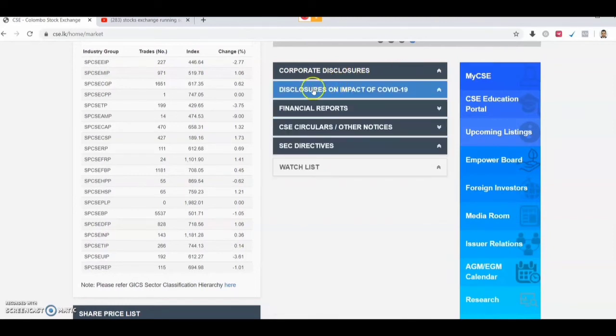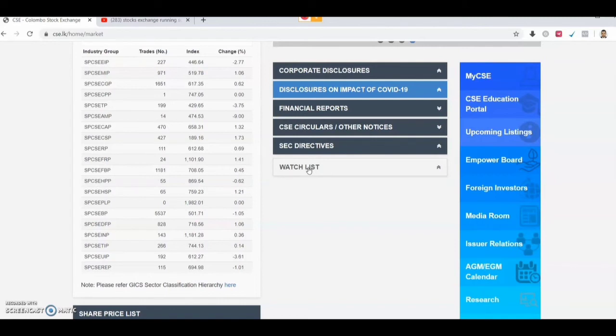And the second one is disclosures on the impact of COVID-19, financial reports, CSE circulars, SEC directives, everything, and the watch list. The watch list is basically this: CSE has a set of rules companies have to follow. For example, they need to publish their financial statements on time. If they fail to do it, CSE will monitor several times. After the period, if they have not published, they will blacklist or put them on a watch list to see how these companies are performing.